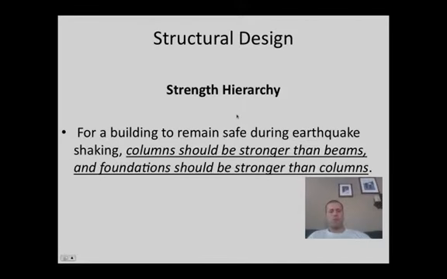For strength hierarchy, for a building to remain safe during earthquake shaking, here's something very important for your structure. The columns, up and down, should be stronger than the beams, and foundations should be stronger than the columns themselves. So your actual foundation has to be very strong. Strong columns, beams will come last.